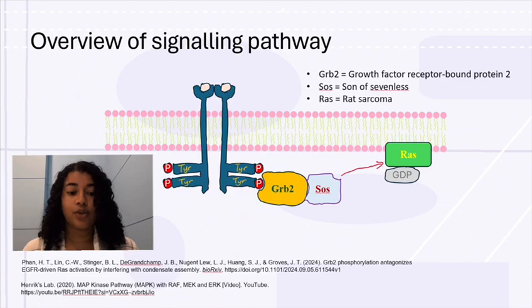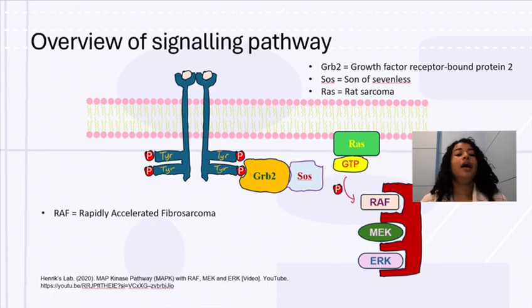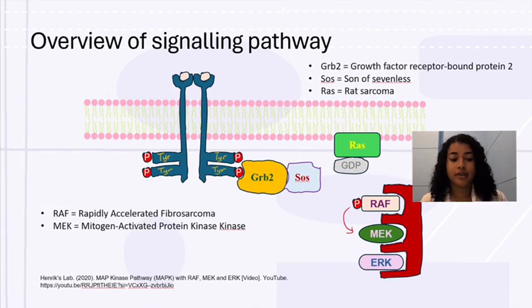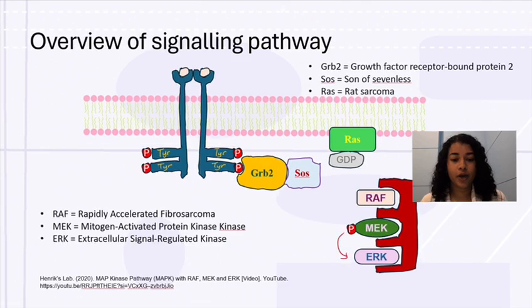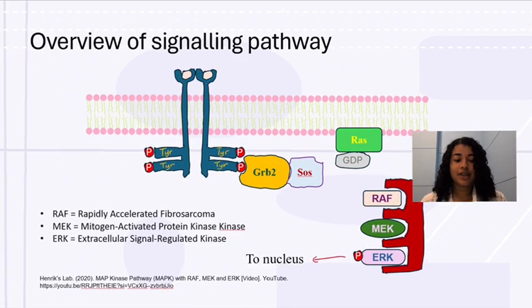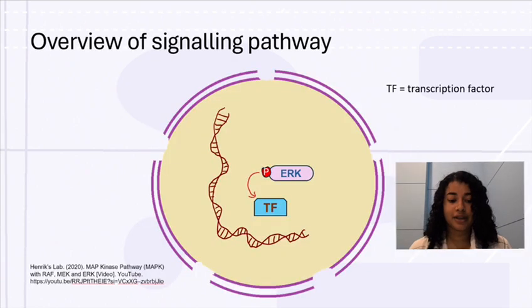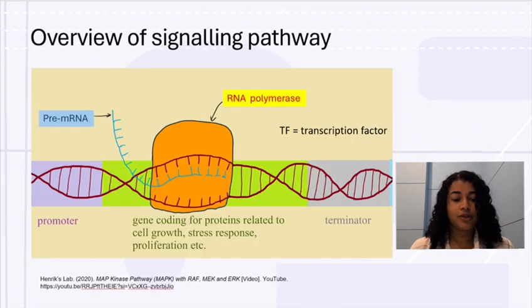GRB2 and SOS phosphorylate RAS GDP into RAS GTP. This active RAS activates RAF, triggering a kinase cascade. RAF phosphorylates MEK, which then phosphorylates ERK. Activated ERK now leaves the complex and moves towards the nucleus, where it activates TF. This leads to cell proliferation and cell survival.